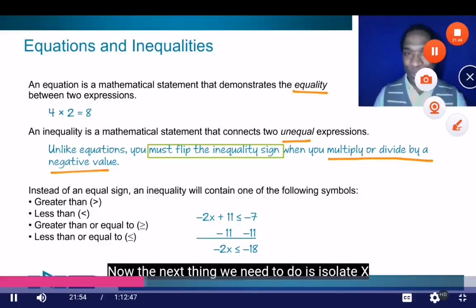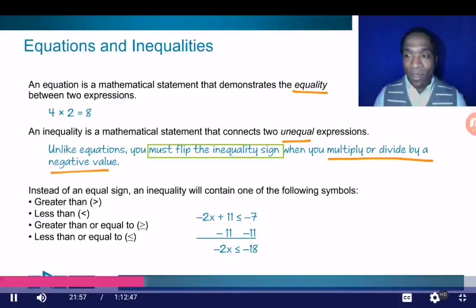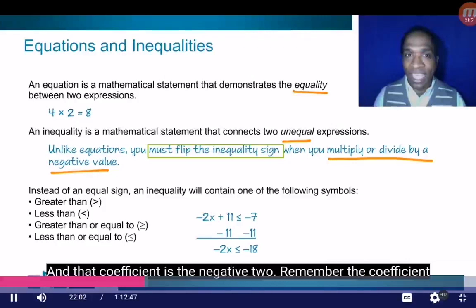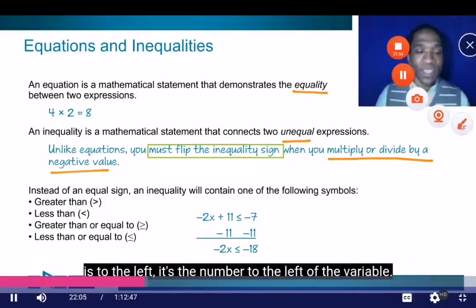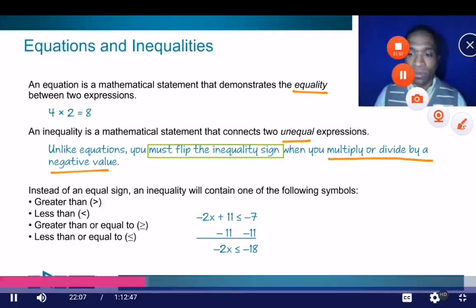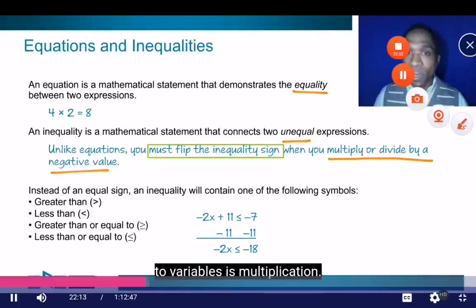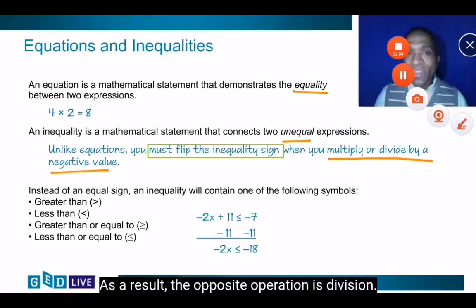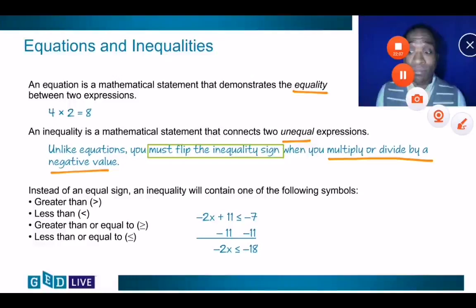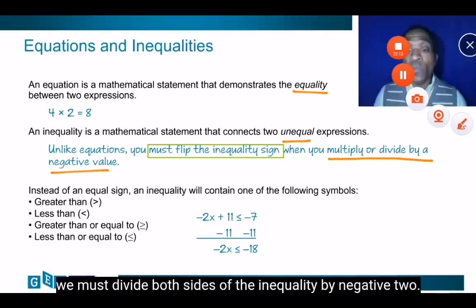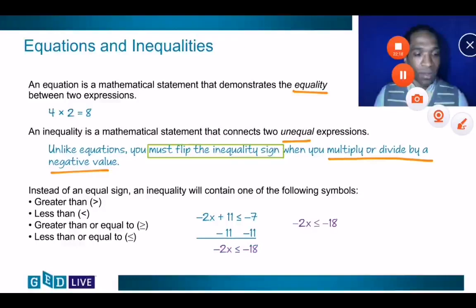Now, the next thing we need to do is isolate x by removing its coefficient. And that coefficient is the negative 2. Remember, the coefficient is to the left. It's the number to the left of the variable. Now, the operation that connects coefficients to variables is multiplication. As a result, the opposite operation is division. So to remove negative 2 from x, we must divide both sides of the inequality by negative 2. So like so, and there it is.